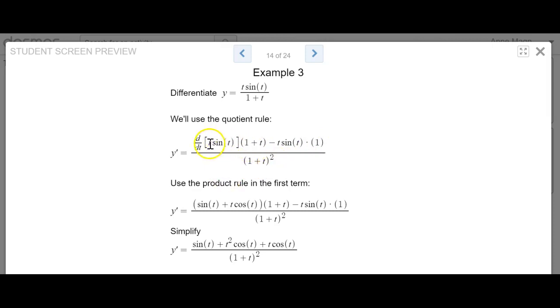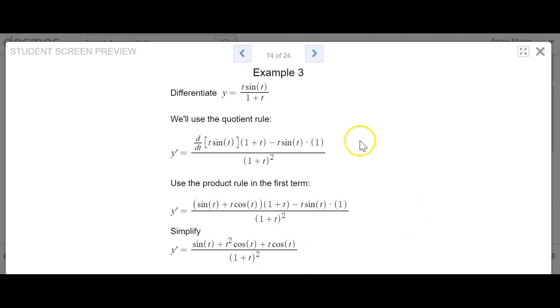So we need to use the product rule for this expression. The derivative of the first factor is just 1 times the second factor, sine t, plus the derivative of the second factor, which is cosine t, times t. And then this is not changed. So we simplify this to get sine t plus t squared cosine t plus t cosine t over 1 plus t squared.